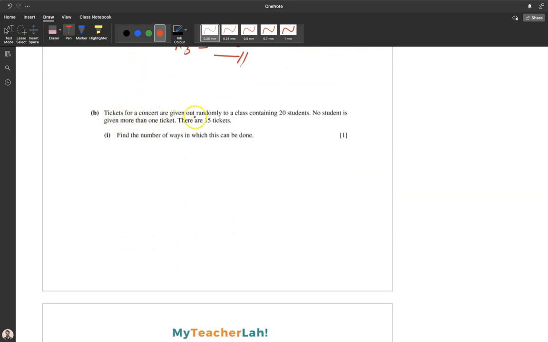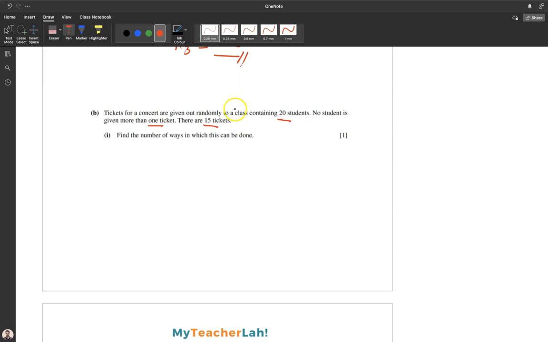Tickets for a concert are given out randomly to a class containing 20 students. No student is given more than 1 ticket. There are 15 tickets available. Find the number of ways in which this can be done. Now, put yourself in this situation. If you want to give out tickets, do you need to take into consideration order and arrangement on how you are going to give the tickets? Nope, not necessary. As long as the 15 tickets are given out, that's it. That's my goal. Therefore, this is not permutation.